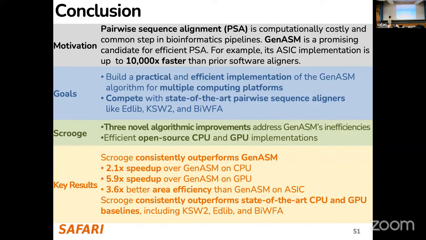And well, based on these, I would also be willing to extrapolate that if you implemented this on other architectures, let's say an FPGA, probably the Scrooge algorithm would also do better than Genasm. So, well, hopefully you're happy with Scrooge overall.